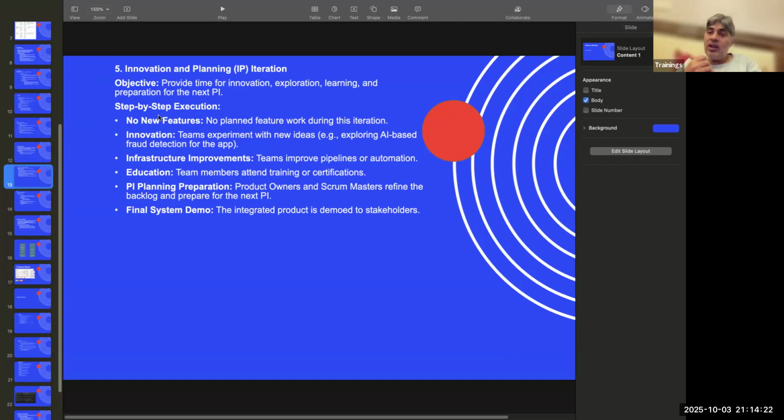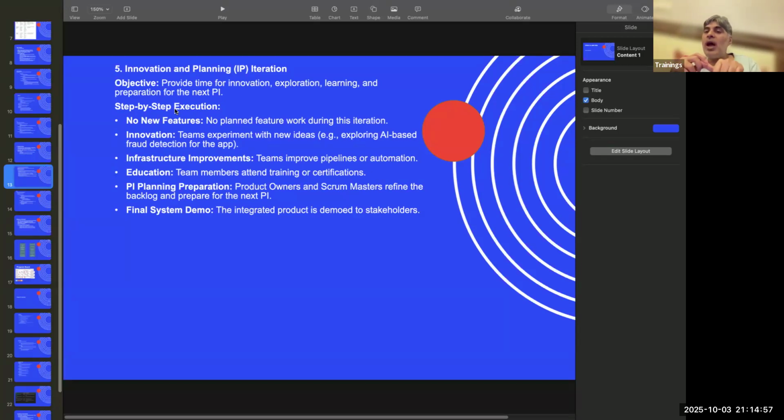So 4 iterations are over. 4 iterations mean 8 weeks. In the 9th week, the IP event will happen. What is the IP event? Innovation and planning event. They will talk about innovations. Have you produced any new feature? Have you done any innovation? Innovation is how many POCs were attempted, how many were successful. Have we improved our infra? What happened to the training? Did we train our people? Did they learn new skills, any new certifications?